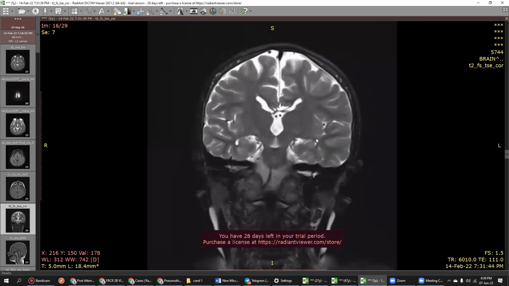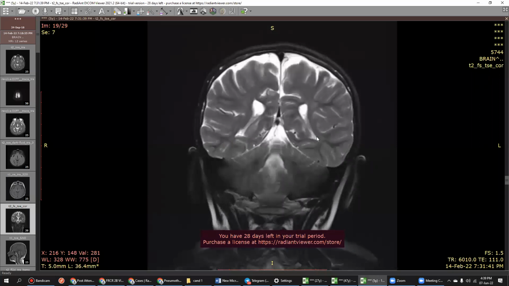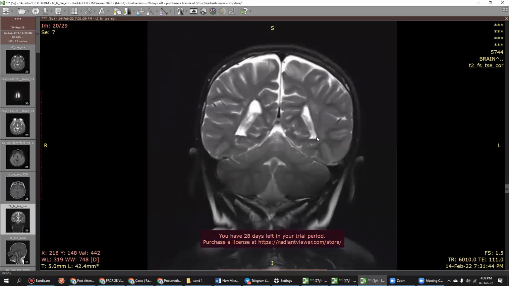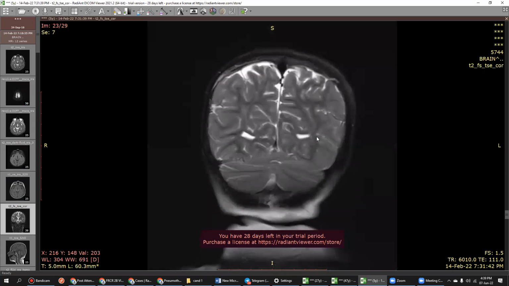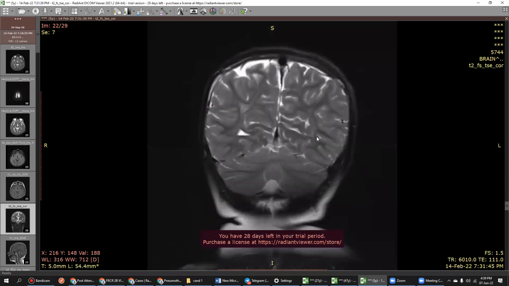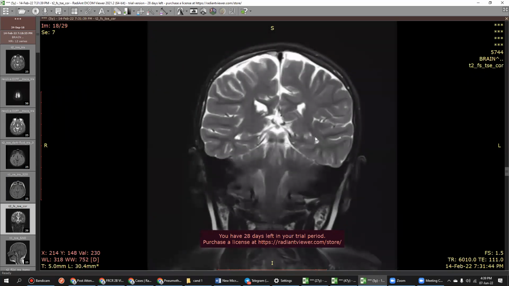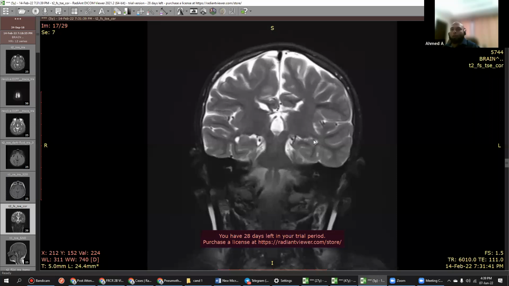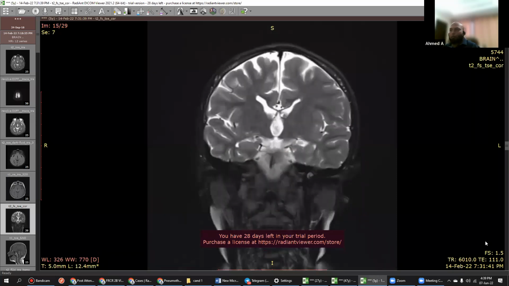So these are the coronal T2 weighted images. I'm just scrolling through the images to get some idea of any abnormality. Basically, I'm looking for any abnormal signal. The ventricles appear normal. I don't see... Okay, fine. No problem. We'll move to another case. Okay.